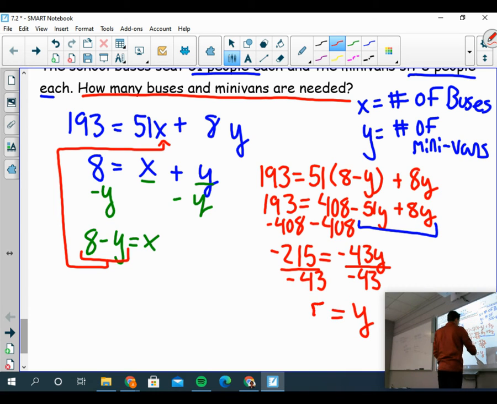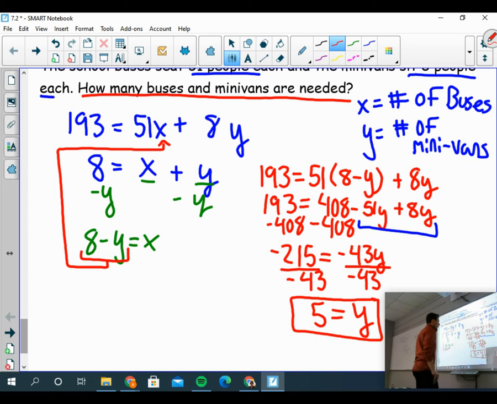Okay, I do all this work, and what I figure out is y equals 5. Okay, what is y? Well, y is the number of minivans I need to take. So I need to take 5 minivans. But I still need to figure out how many buses I need to take. So what am I going to do? Well, I'm going to plug my y value back into one of my equations.